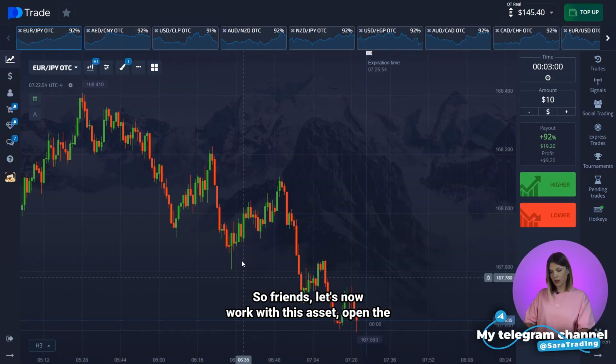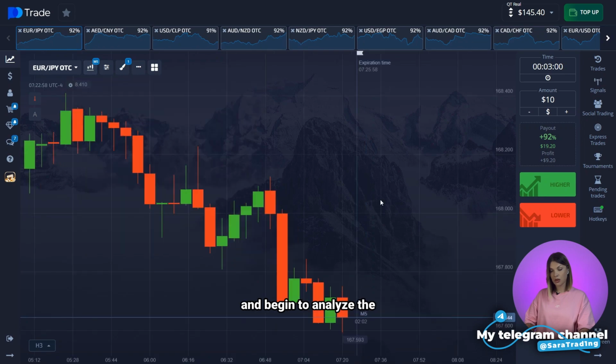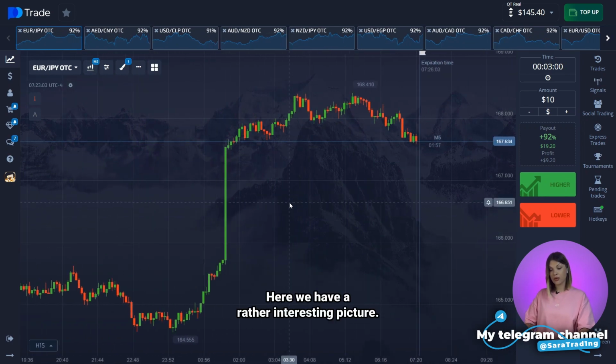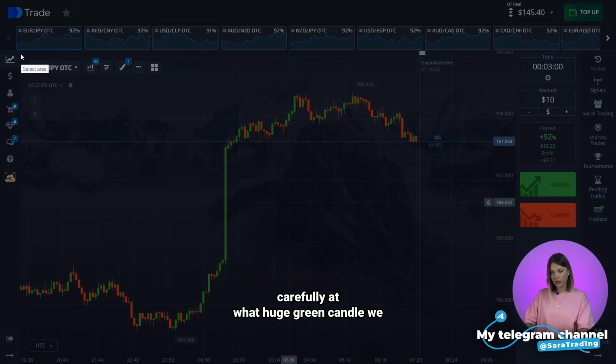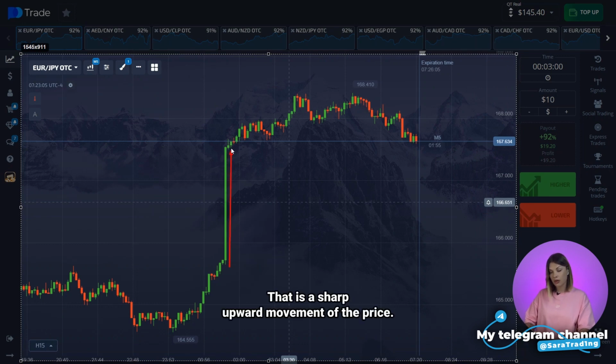So friends, let's now work with this asset. Open the high time frame again, take 5 minutes, and begin to analyze the situation that is present on this chart. Here we have a rather interesting picture. I think that many will find it difficult, because look carefully at what a huge green candle we have on this chart. That is a sharp upward movement of the price.